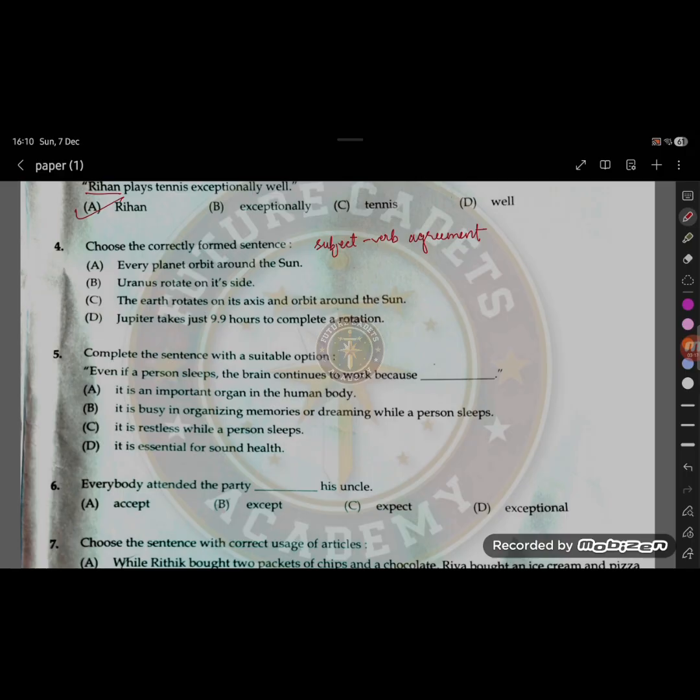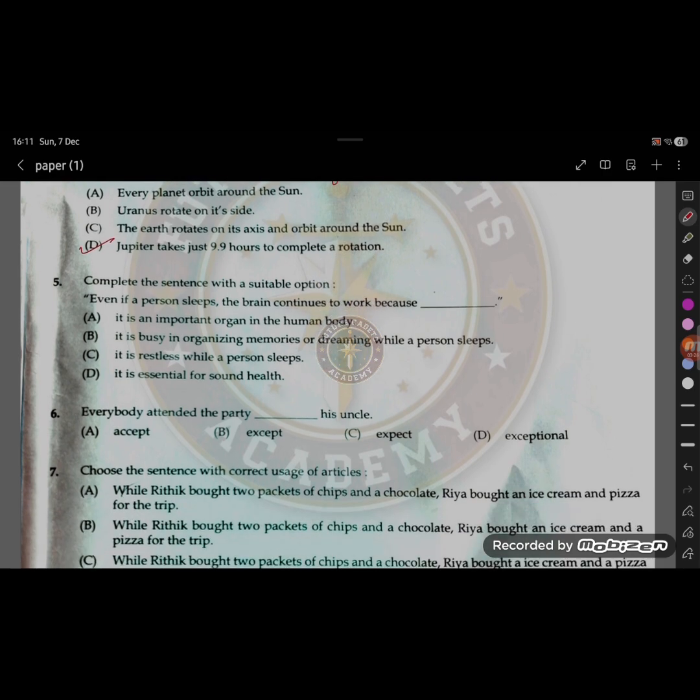But here the answer is D. Jupiter takes just 9.9 hours to complete a rotation. Next, the sentence completion. Even if a person sleeps, the brain continues to work because. Now it's not just about choosing an option, it's about choosing a suitable option for it. So the most suitable option here is B.